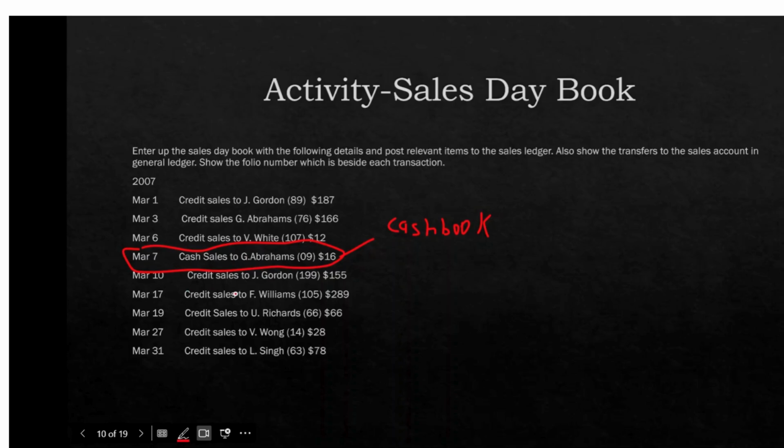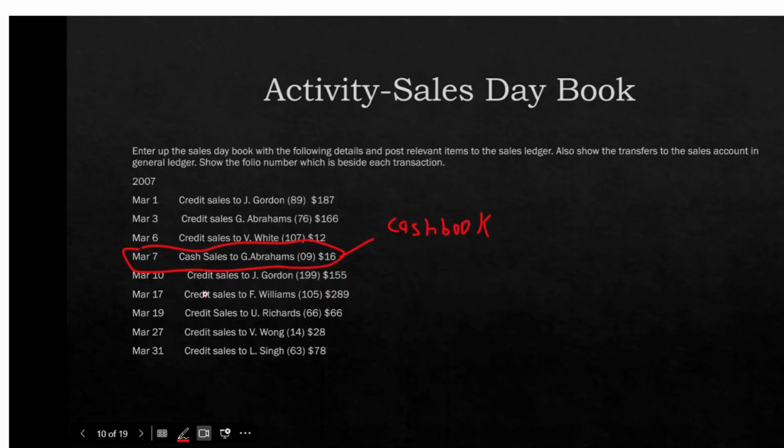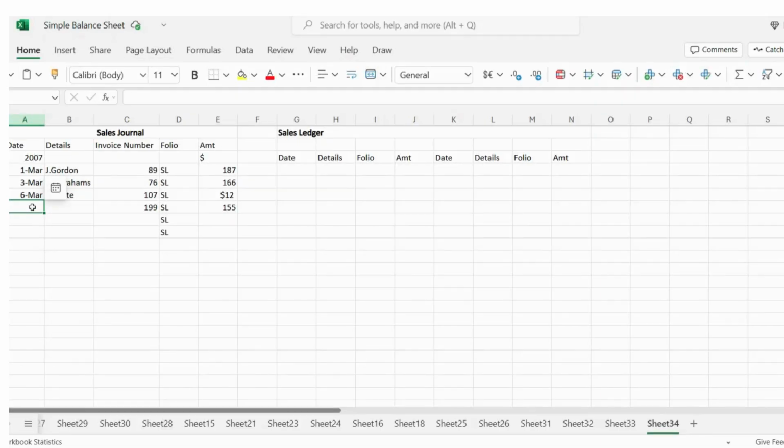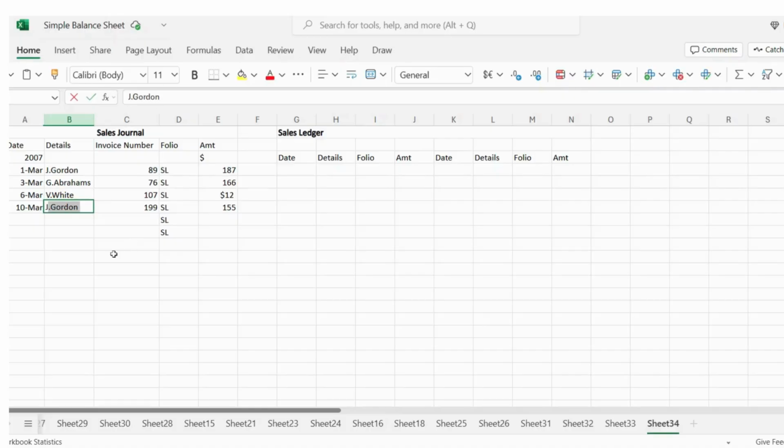On the 10th of March, credit sales to J Gordon, 199 with $155. So we fill in the figure, so it's pretty easy. The date is the 10th of March, and the details will be the name of the account that is being affected, and in this case, it is J Gordon.